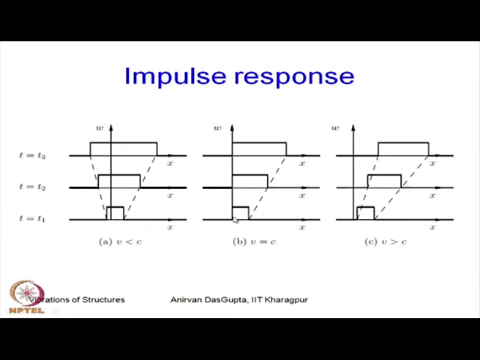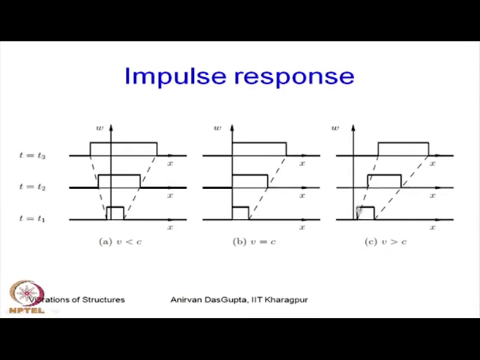Similarly, when v is equal to c, the backward front does not propagate at all, because its velocity is now 0, while this forward wave now propagates at 2 times the speed of transverse waves in the string.